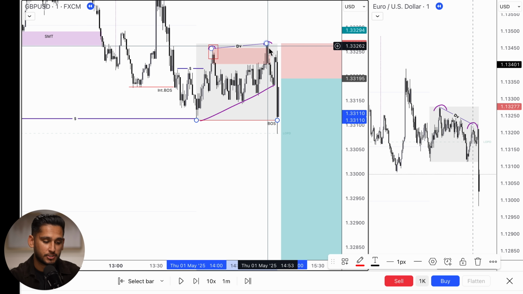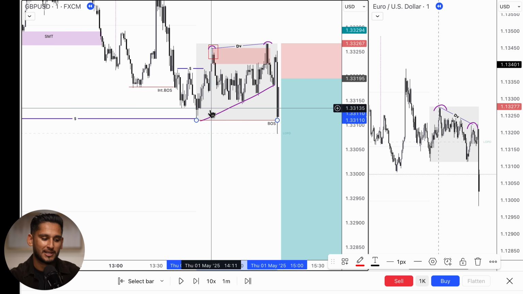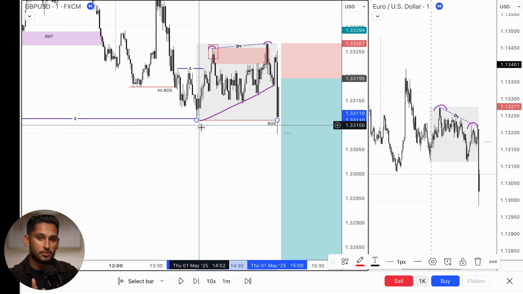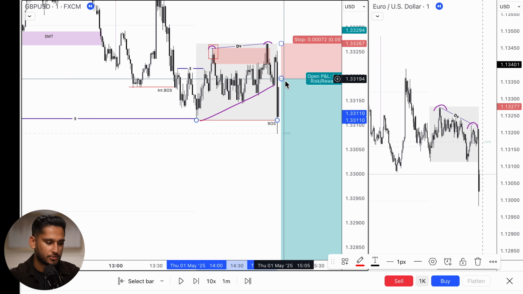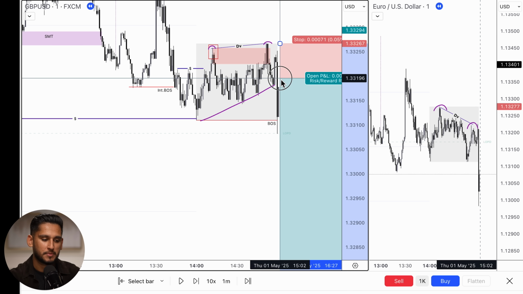We've now got divergence plus inducement plus break of structure in the key time window with context of the whole trade setup. Now this becomes a better opportunity, and I put my entry right here based on lower time frame modeling.